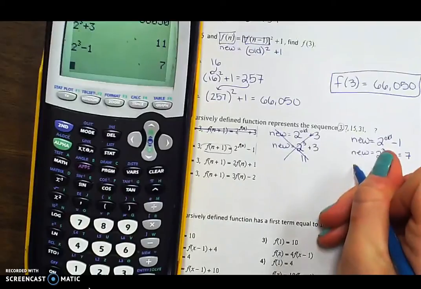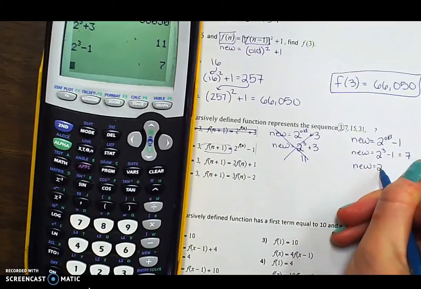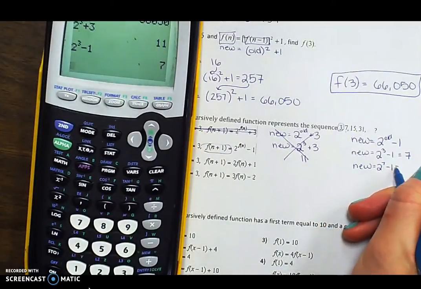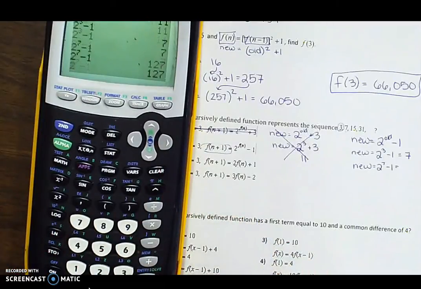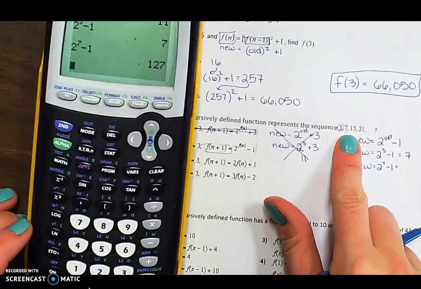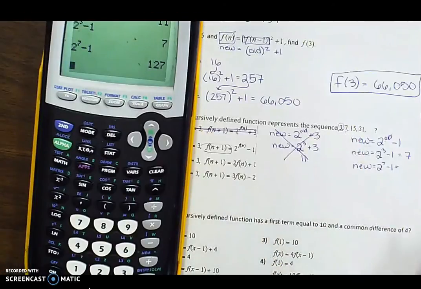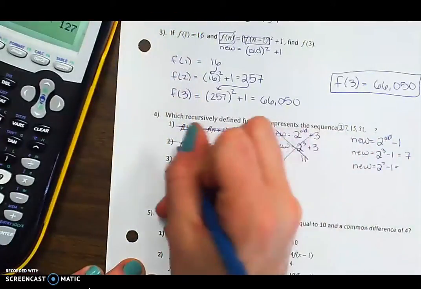Let's try one more. So new equals 2 raised to the 7 minus 1. So 2 raised to the 7 minus 1, 127. Nope, we wanted 15. So that one's not going to work. All right, so we cross that one off.